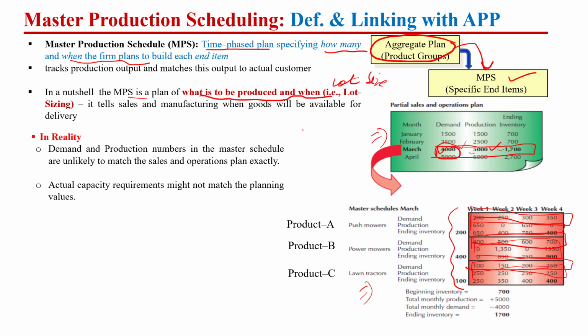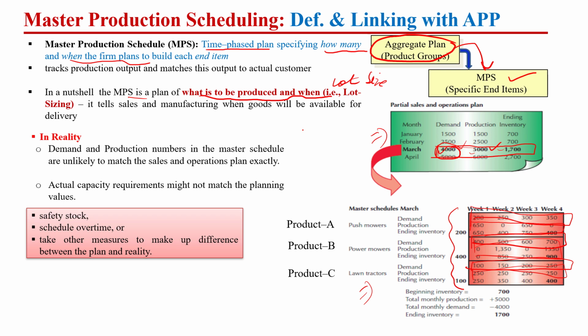There would not be a clear-cut, exact match between the aggregate production plan you have developed and the master production schedule. For that, you may need to have some safety stock. You may need to schedule overtime production, or maybe you have to allow some back ordering or outsourcing, just to make sure that we are able to meet that difference, which means in order to meet the demand and supply.